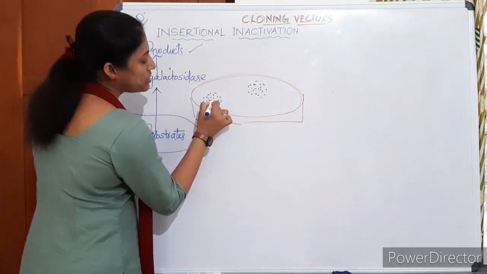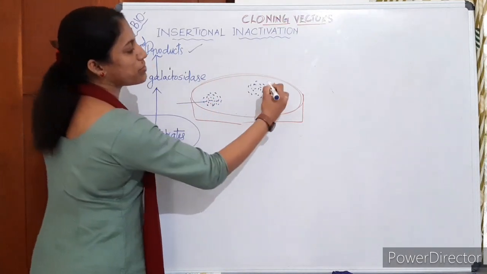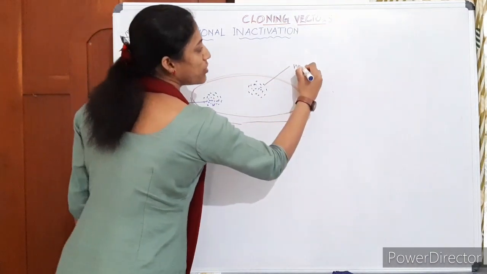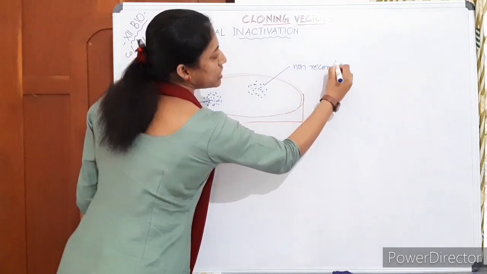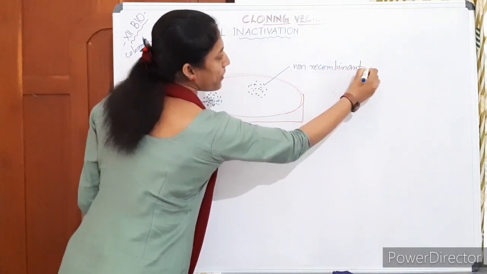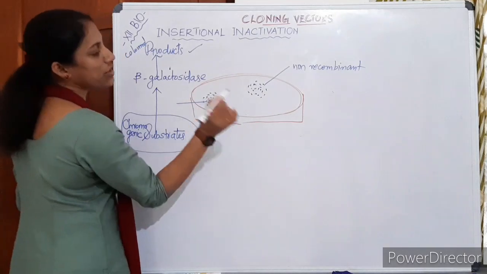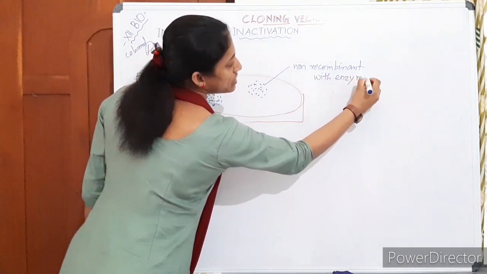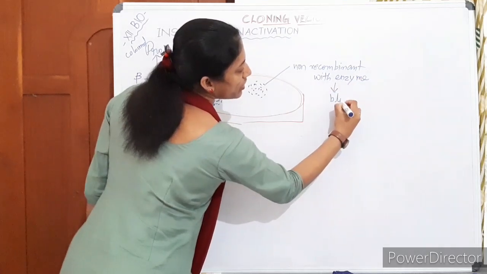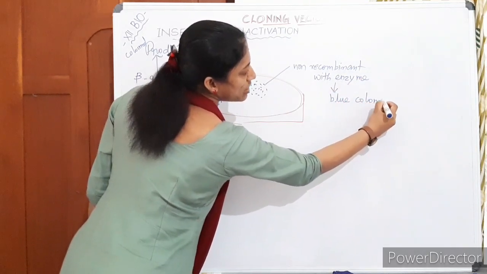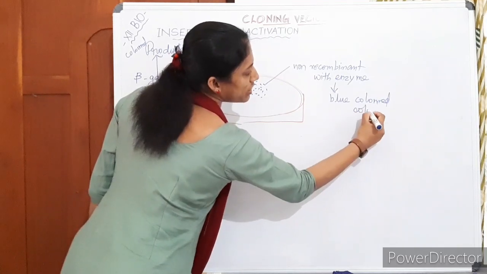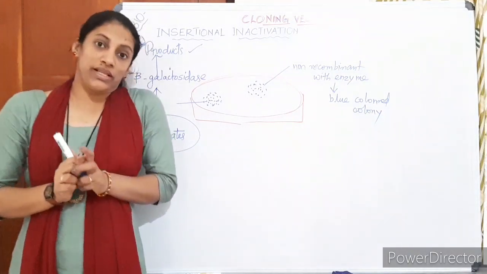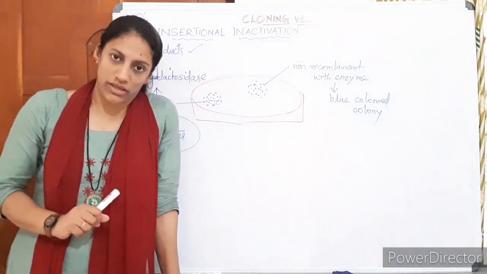Well, that means this is a non-recombinant bacterial group. This is also a non-recombinant bacterium group because this has the enzyme. All blue colored are non-recombinants. They are with the enzyme. Since they contain enzyme, they are giving blue colored product. So the colony is blue colored. Very simple. There is no troublesome double plating method.